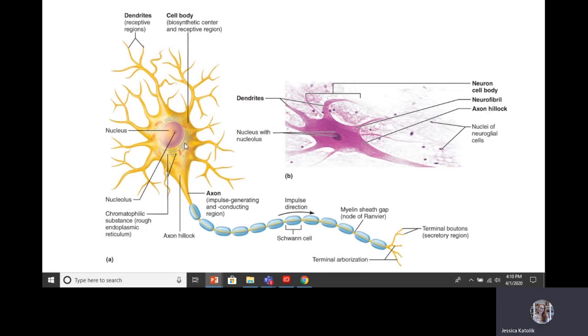Some things that the cell body synthesizes are neurotransmitters. These are chemical messengers that are going to allow two neurons to communicate with each other. Examples of neurotransmitters are going to be serotonin, dopamine, GABA, norepinephrine, and epinephrine. We'll learn about these in a little bit more detail in future lectures.